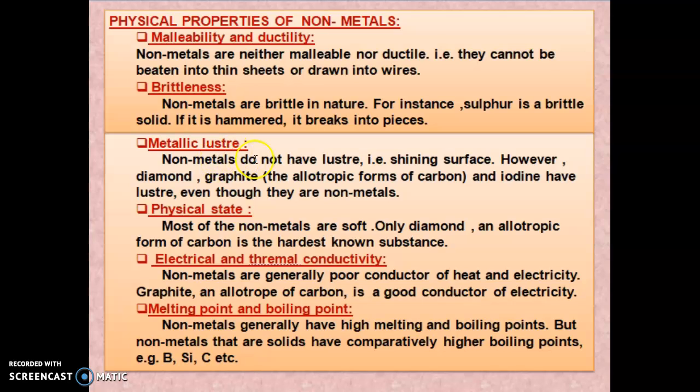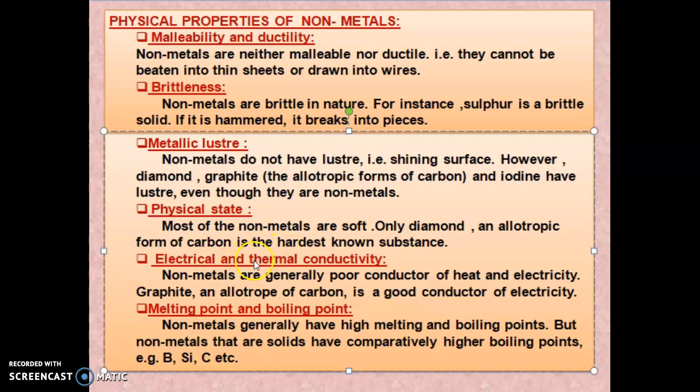Metallic lustre: non-metals do not have lustre, that is, a shining surface. However, diamond, graphite, the allotropic forms of carbon, and iodine have lustre even though they are non-metals. Next is physical state. Most of the non-metals are soft. Only diamond, an allotropic form of carbon, is the hardest known substance. Electrical and thermal conductivity: non-metals are generally poor conductors of heat and electricity. Graphite, an allotrope of carbon, is a good conductor of electricity.